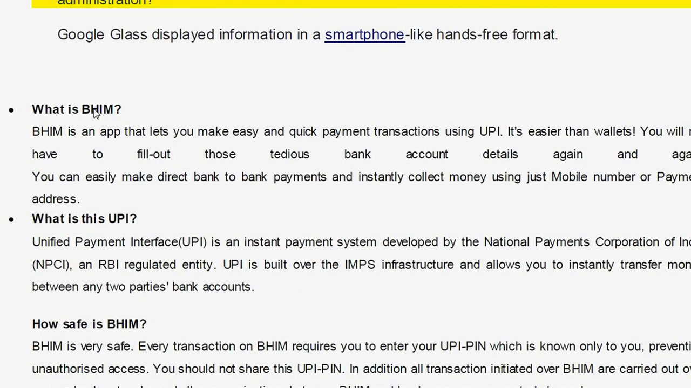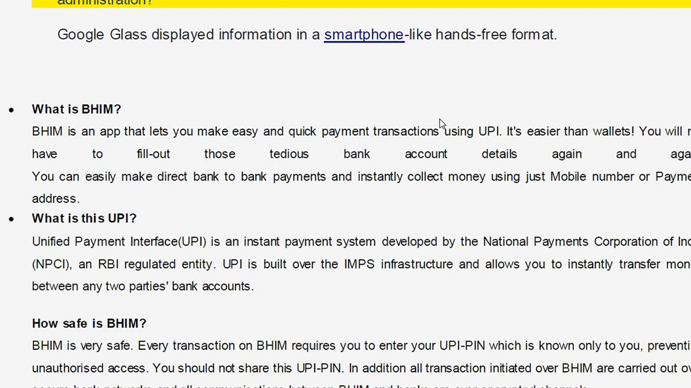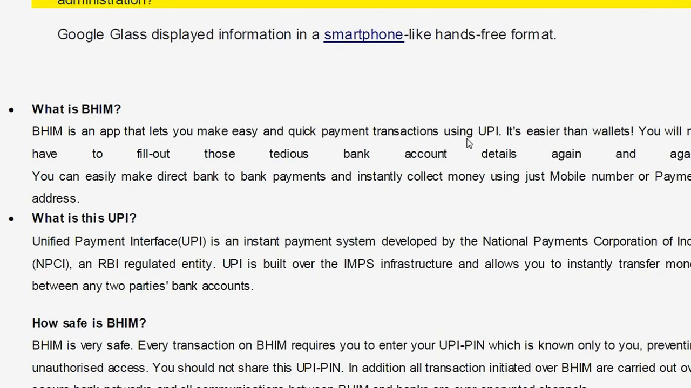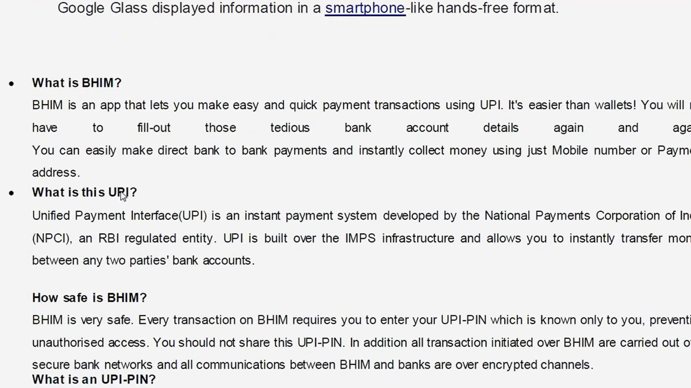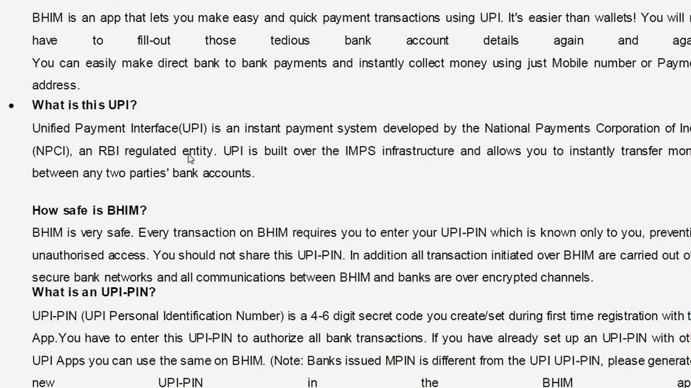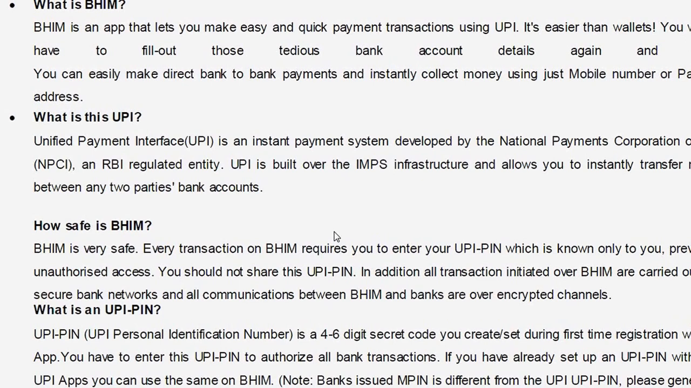This is a recently launched application to make easy and quick payment of transactions using UPI, and it is easier than a wallet. Once you connect the BHIM app to your account, you can make e-transactions in a very hassle-free manner. So what is UPI? UPI is the Unified Payments Interface, an instant payment system developed by the NPCI, the National Payments Corporation of India, and the RBI is the regulatory entity. UPI is built over the IMPS infrastructure and allows you to instantly transfer money between two parties' bank accounts.